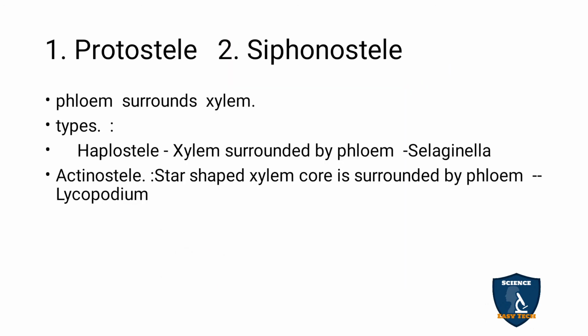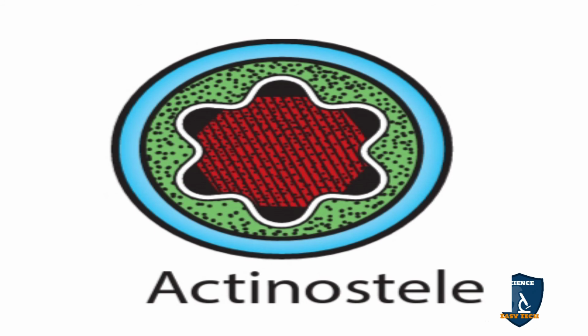Example, Selaginella. Actinostele: a star-shaped xylem core is surrounded by phloem. Example, Lycopodium. You can see the star-shaped xylem and it is surrounded by phloem.